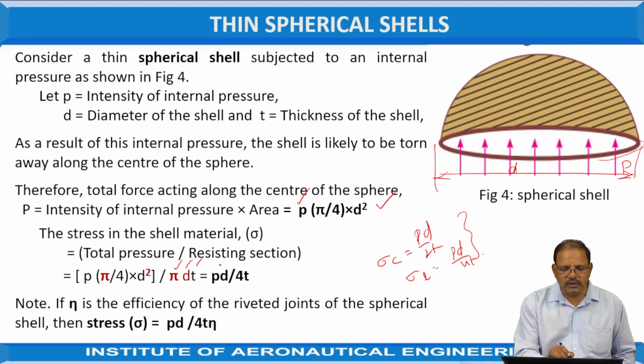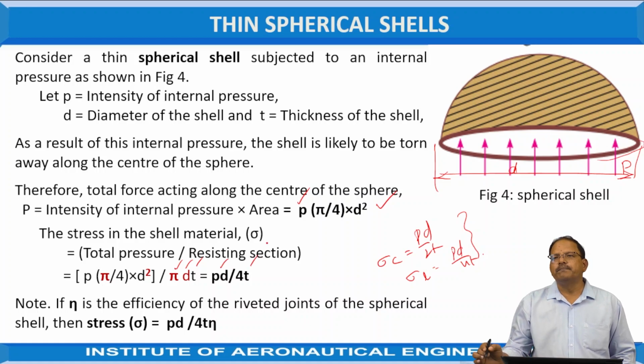So from this relation we get stress equal to PD divided by 4T, where P represents the pressure of the fluid acting within the shell, D represents the diameter of the shell, and T represents the thickness.